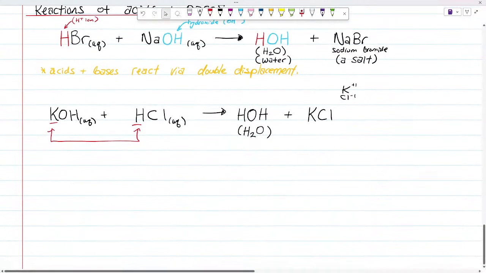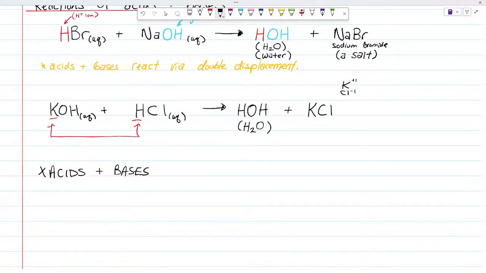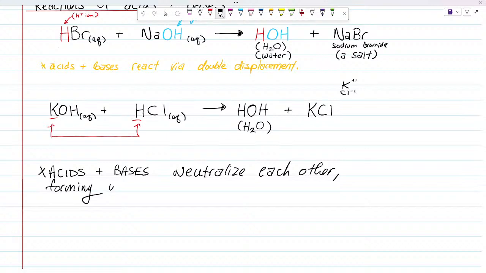So the big takeaway is acids and bases neutralize each other, forming water and an ionic salt, which is just another way of saying an ionic compound, like we said. A binary ionic compound.